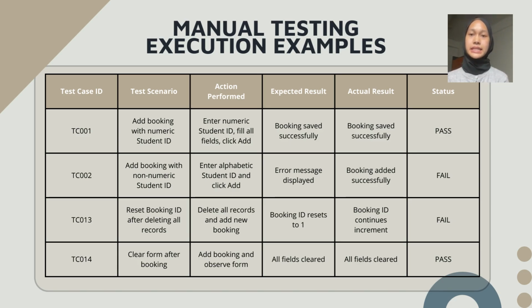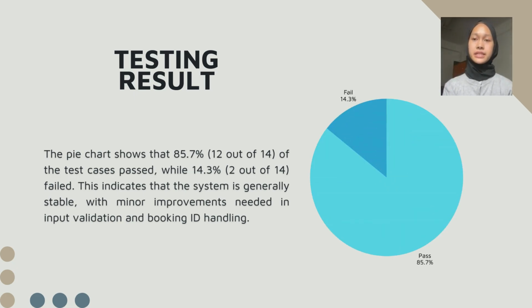As you can see, TC001 passed because the booking was saved successfully using a numeric student ID, while TC002 failed because the system accepted a non-numeric student ID. Same goes to TC013 and TC014. TC013 failed because the booking ID did not reset after deleting all records, while TC014 passed as the form was cleared correctly. So this is the pie chart of the testing result.